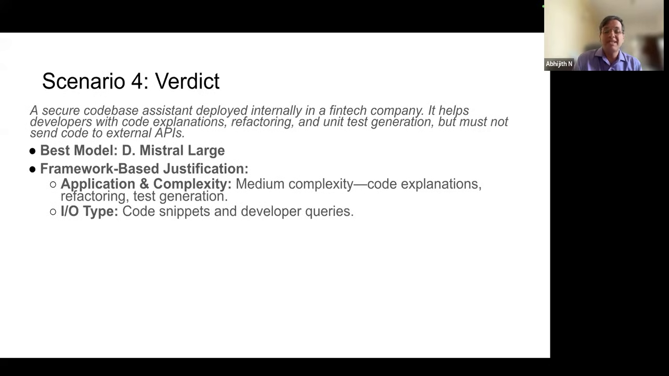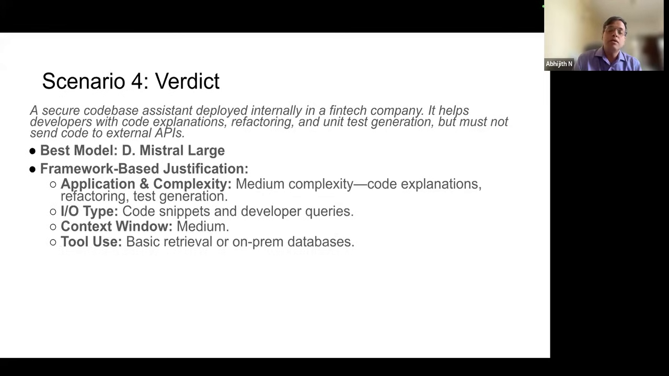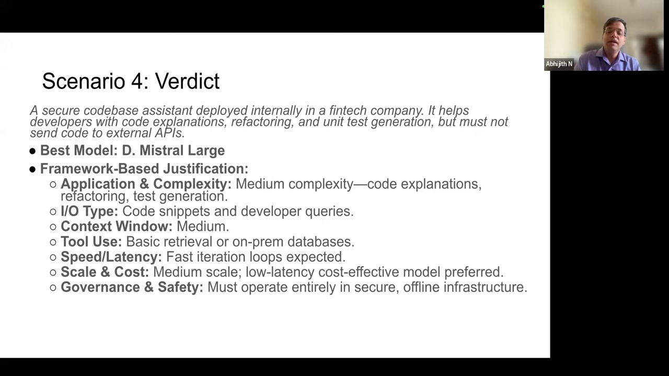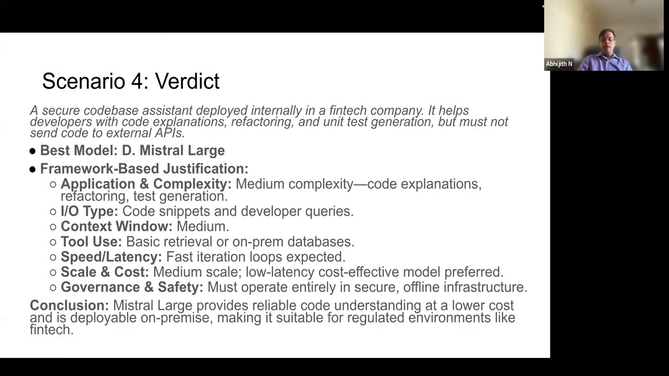IO types are going to be text, basically code snippets. Context window is going to be medium. Tool use is basic with retrieval and on-prem databases. And typically you need reasonable latency, right? For iterations. Scale is low, right? And we have a requirement that the code can't leave the company's premises. So it has to be self-hosted, right? Okay.